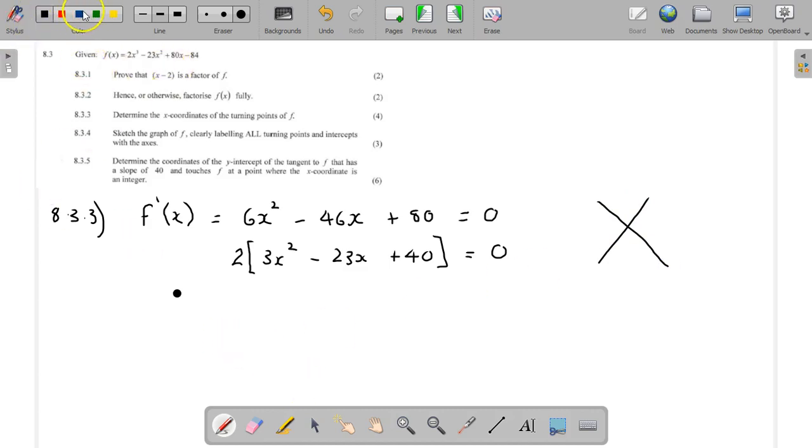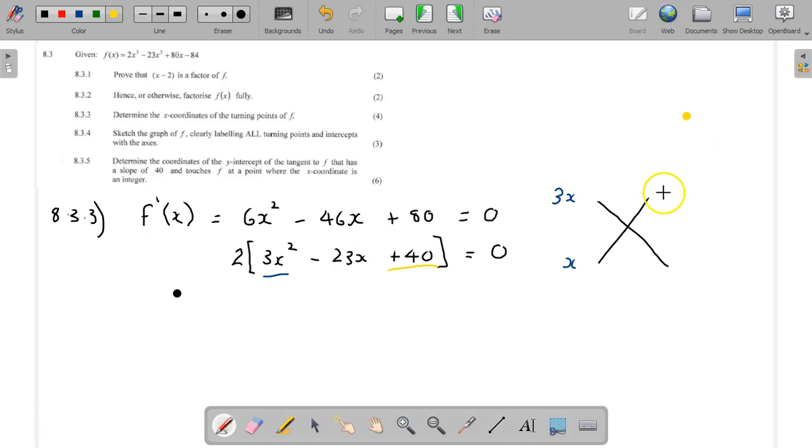So here's what I'm going to do. On the left side of the cross, I'm going to write 3x squared, 3x and x, and remember that's because 3x times x gives me 3x squared. On the right hand side of the cross, I'm going to write factors of 40 that are going to, when I cross multiply and add, give me negative 23x.